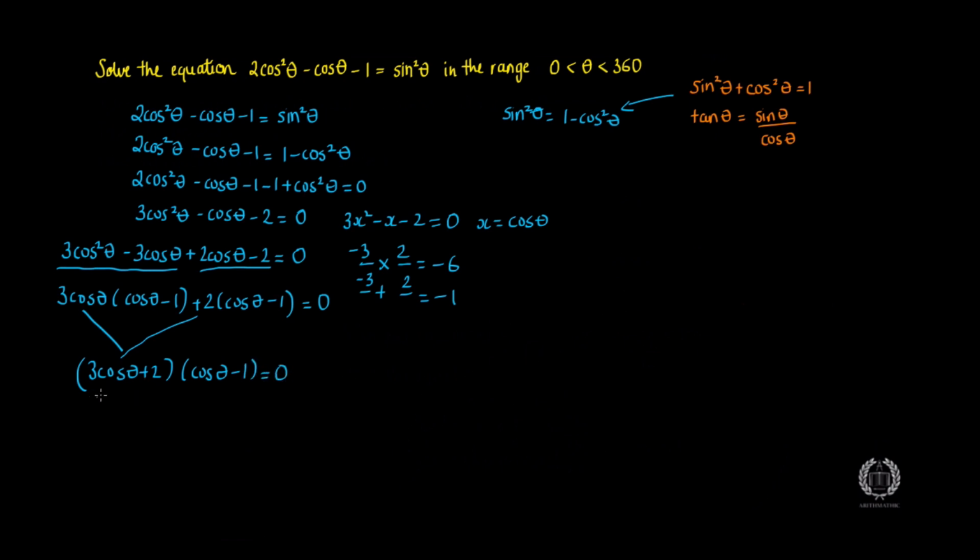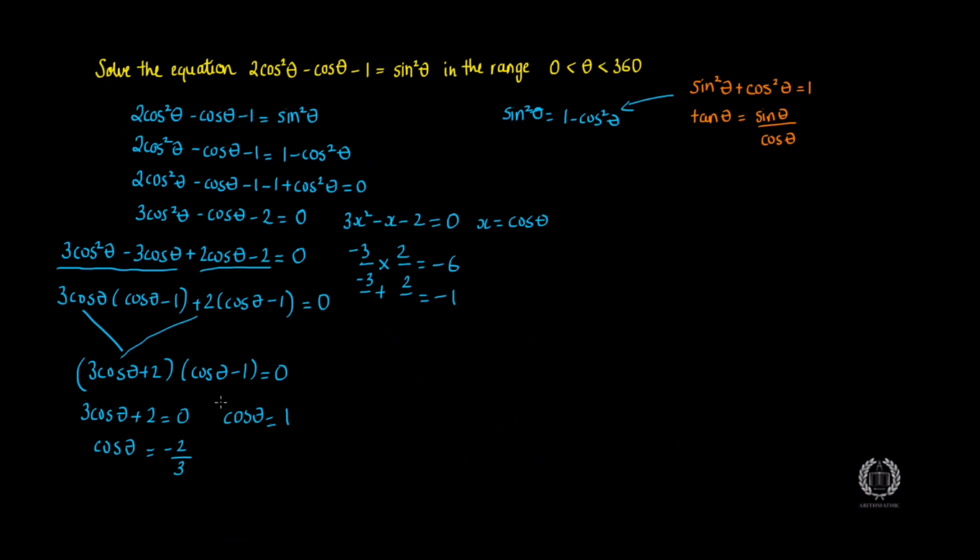Now, because we're going to find cos theta, we have one solution where 3 cos theta plus 2 is equal to 0. So if we want to find cos theta, bring the 2 to the other side, it becomes minus 2, divided by 3, so it's minus 2 over 3. And then for this one, we have cos theta is equal to 1. Okay, now you need to find the values of theta, right?